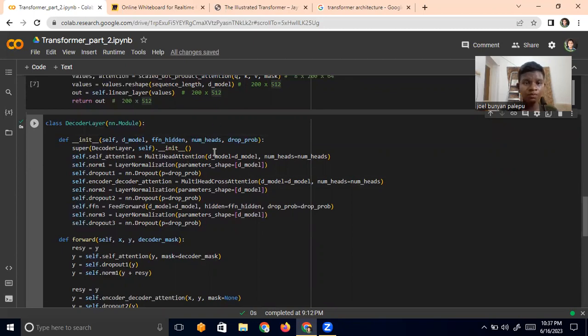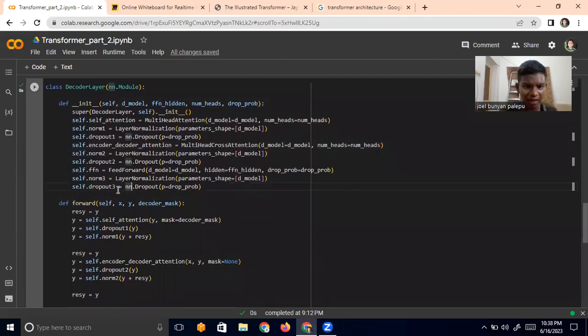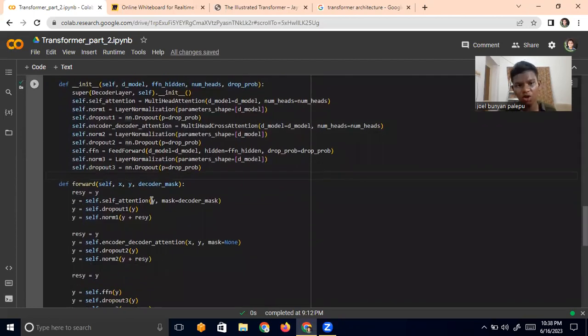So we are going to have this init function, initialization function. Don't worry about this line. We are just going to initialize this class, and then we are going to call this multi-head attention function. As you can see, again, we are going to take these inputs, and the X, Y, decoder mask inputs also. We're going to initialize all of these classes: norm1, dropout1, encoder decoder attention, multi-head cross attention, norm2, dropout2, feed forward neural network, normalization 3 layer, and dropout 3 layer, third dropout layer, sorry.